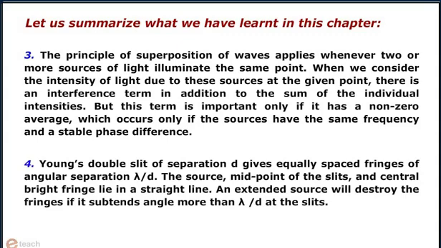Young's double slit of separation d gives equally spaced fringes of angular separation λ/d. The source, midpoint of the slits, and the central bright fringe lie in a straight line. An extended source will destroy the fringes if it subtends an angle more than λ/d at the slits.